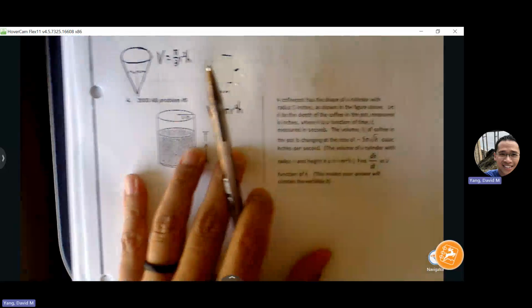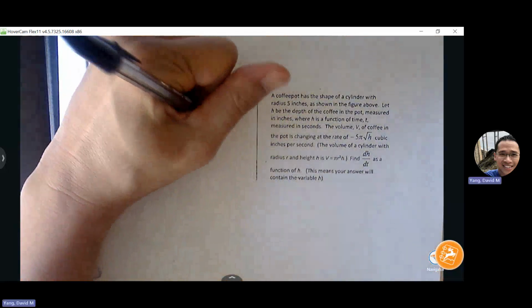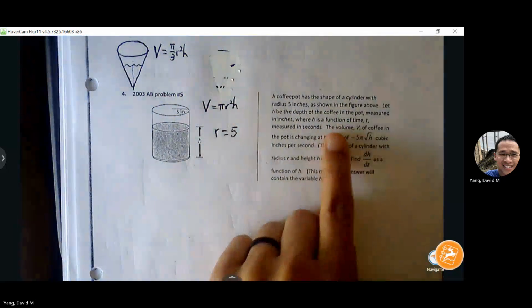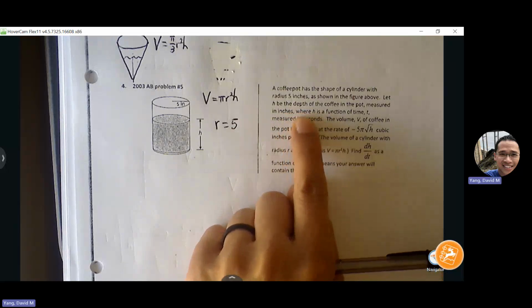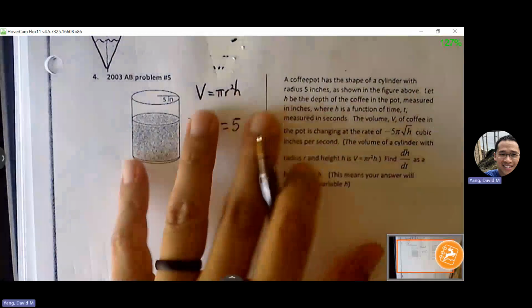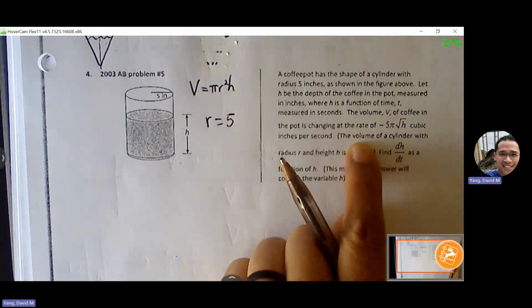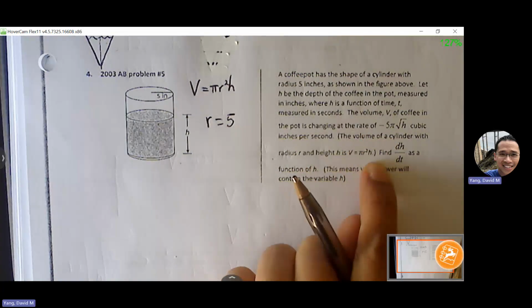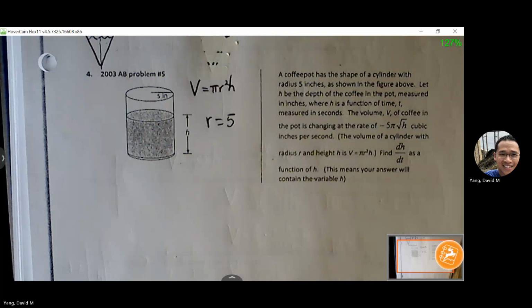Let's read the problem here. It says a coffee pot has the shape of a cylinder with a radius of 5 inches. So radius is 5. Let h be the depth of the coffee in the pot, measured in inches, where h is a function of time t, measured in seconds. The volume of the coffee is changing at a rate of -5 pi root h cubic inches per second. Find dh/dt as a function of h. This means your answer will contain the variable h.